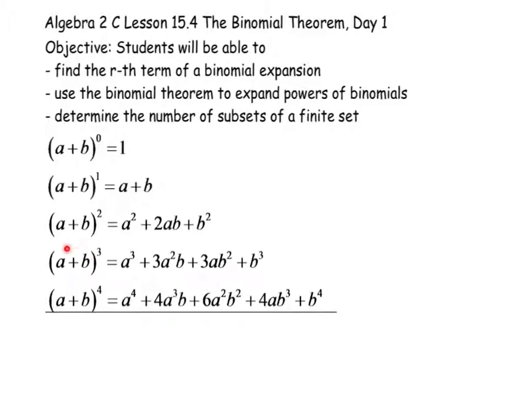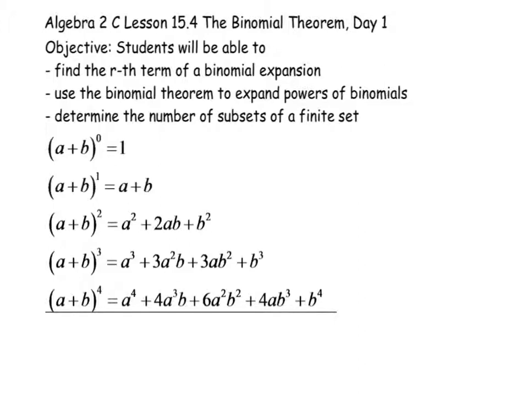If I raise it to the third power, I am going to get a cubed plus 3a squared b plus 3ab squared plus b cubed. And if I'm raising to the fourth power, I get a to the fourth plus 4a cubed b plus 6a squared b squared plus 4ab cubed plus b to the fourth power. What I'd like you to focus on is the coefficients of each one of the terms.